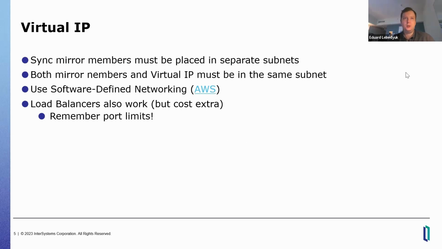But if you have issues with the AZ, then you have trouble if both of your mirror members are in the same AZ. So you don't want that. You want primary and backup to be in separate subnets.